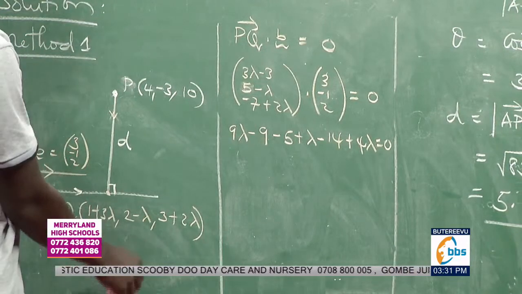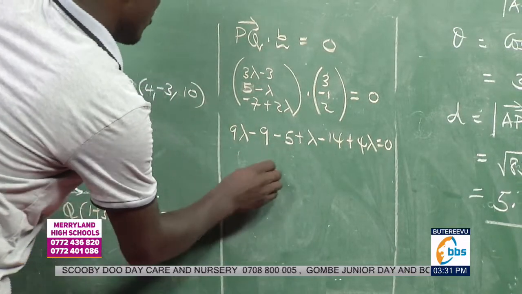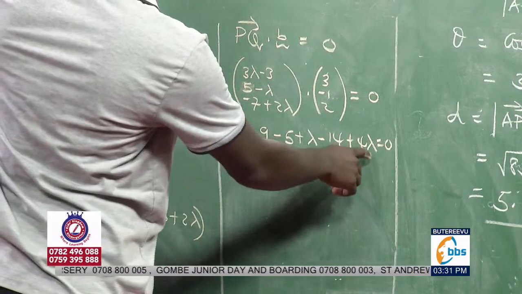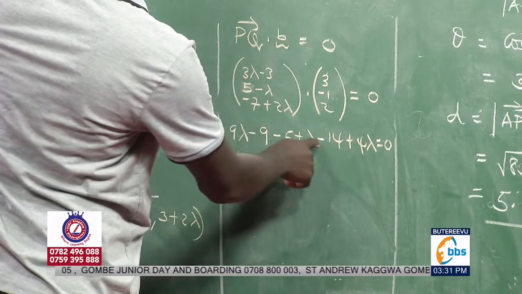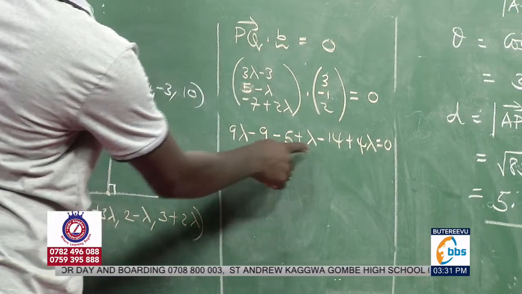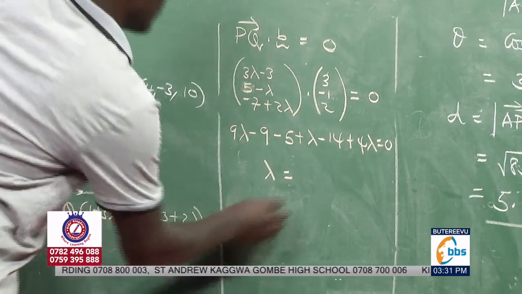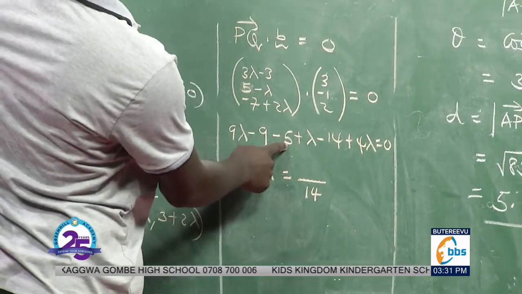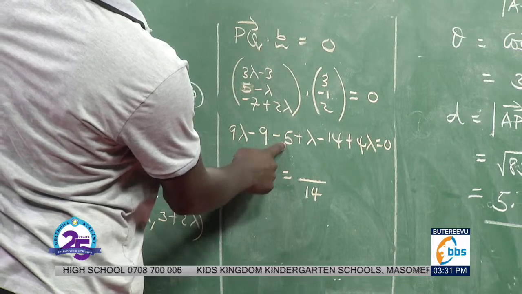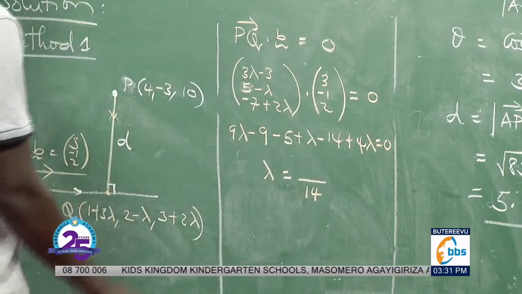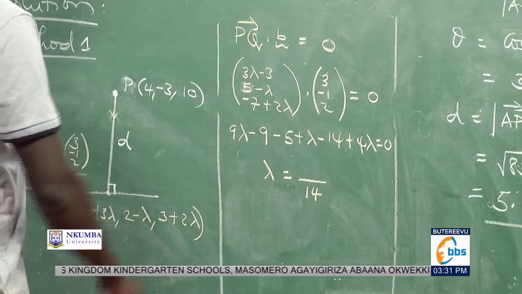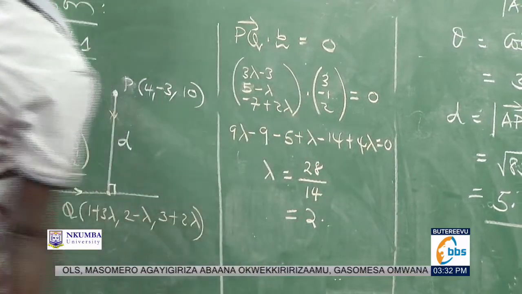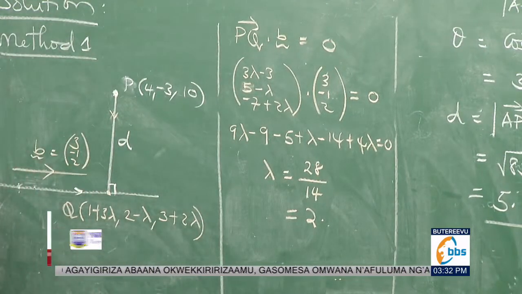And so what is our lambda going to be equal to at the point Q? We have the lambdas: 4 plus 1 is 5, and then 5 plus 9 is 14, so we shall have 14 lambda. And then we have negative 9, negative 5, that's negative 14, and negative 14 again, that's negative 28. It goes to the other side. So we shall have lambda as 2. We shall have the value of lambda as 2.